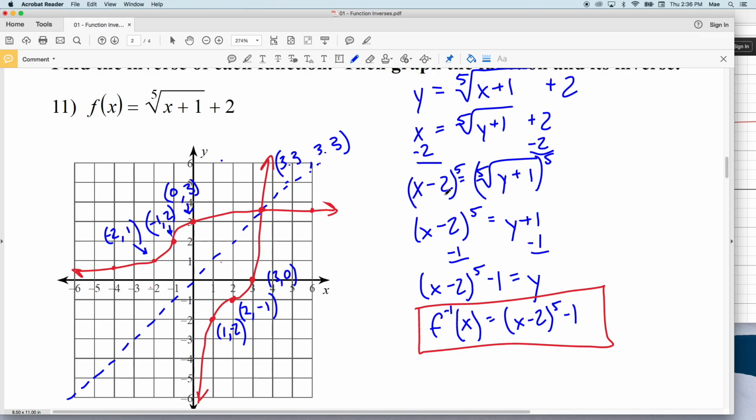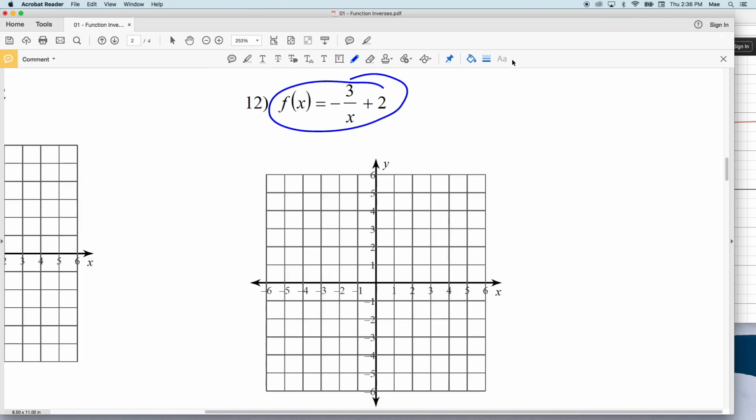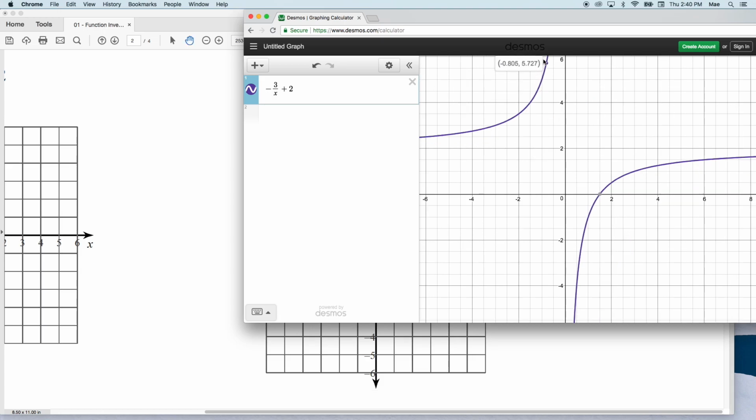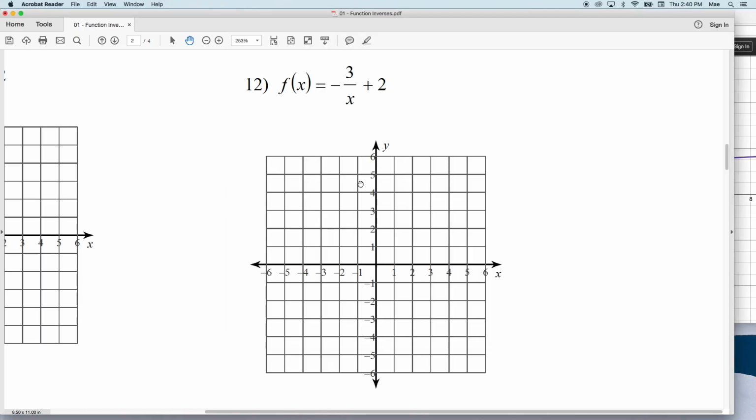Let's continue on to number 12. For number 12, let's start by graphing the function. Our function was the opposite of 3 over x, so negative 3 over x plus 2. Now I'll go ahead and use my graphing calculator to help me plot my points. If you want to use a t-table, feel free to do that as well. So in this, we have a few easy points. We have negative 1, 5. We have negative 2, 3.5. So I'll graph those two.